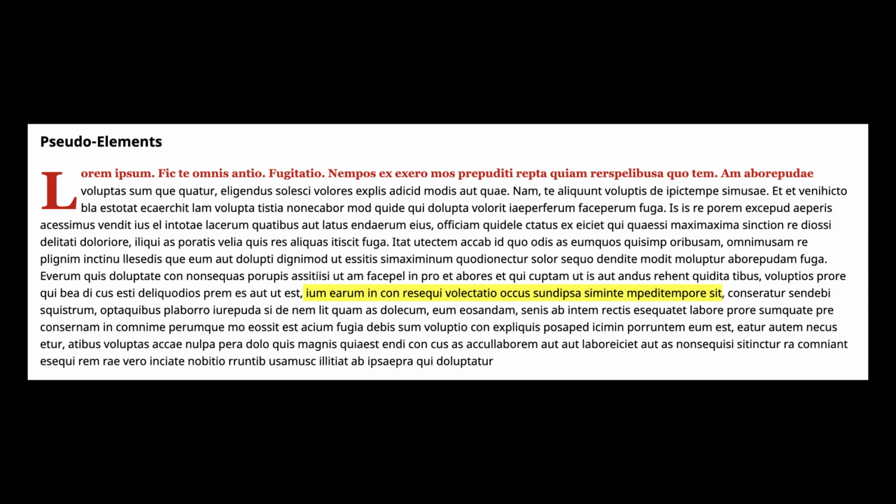Finally, selection simulates the highlighting of text by selecting text with our cursor. The highlighted text will change depending on the location of our cursor and how much text we have selected. Changing the background color to yellow simulates a highlighter.